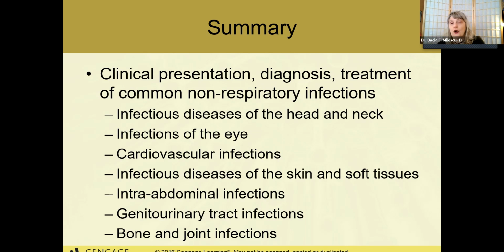All right. And these are all non-respiratory infections, everything other than respiratory, infections everywhere else, from the head, the neck, the eye. Make sure you understand the cardiovascular infections and how you get endocarditis. Infections of the skin. Remember, we had cellulitis and erysipelas. Intra-abdominal infections like the gallbladder and the appendix, and moving on to genitourinary tract infections and all the sexually transmitted diseases. And of course, osteomyelitis is bone infection, and joint infection is septic arthritis. All right, I think I'm done.